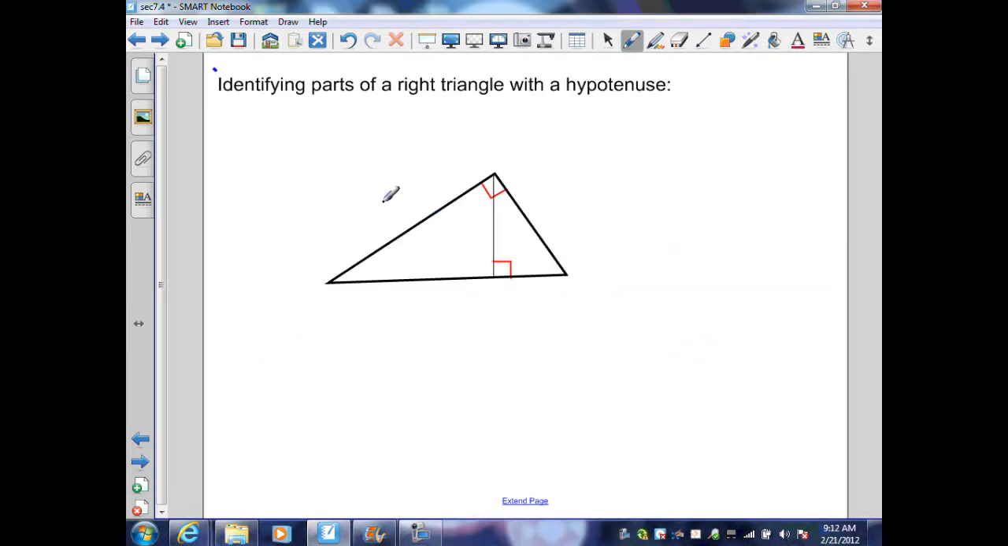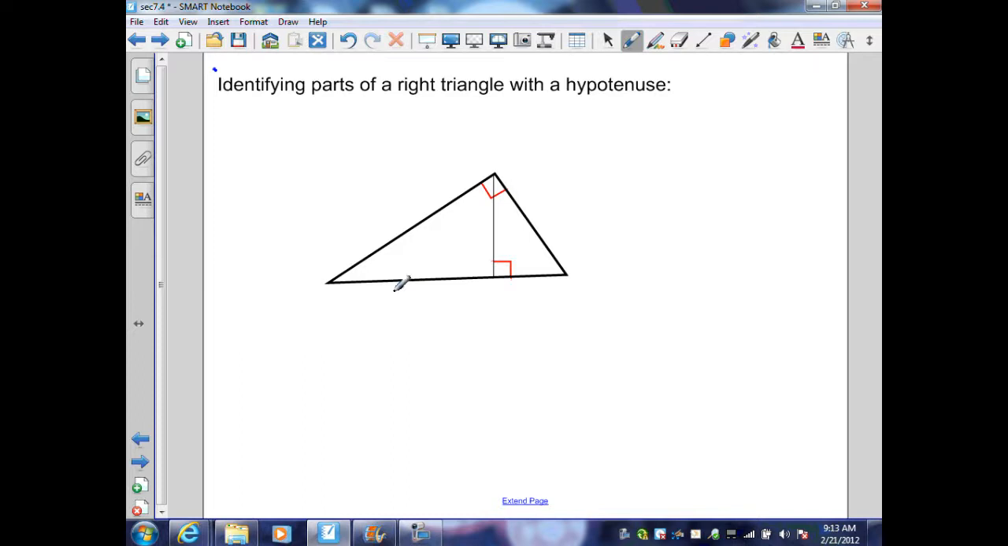Prior to looking at theorems based on an altitude drawn to the hypotenuse of a right triangle, we need to make sure we know the parts of a right triangle when that relationship occurs. Notice we have three right triangles drawn inside of this figure. The large one, and one on the inside of the figure, is a right triangle to the left and to the right of my altitude.